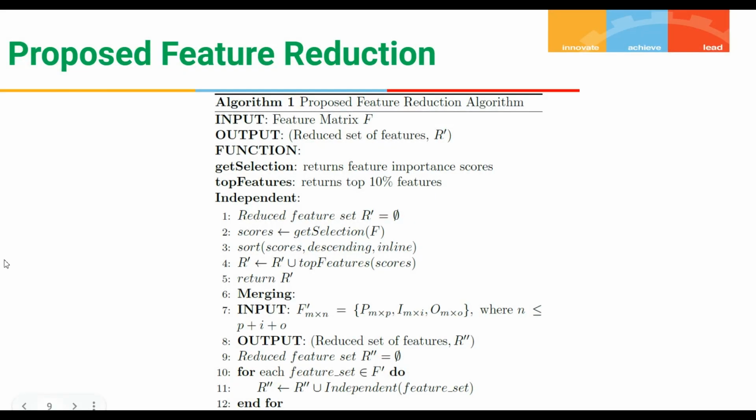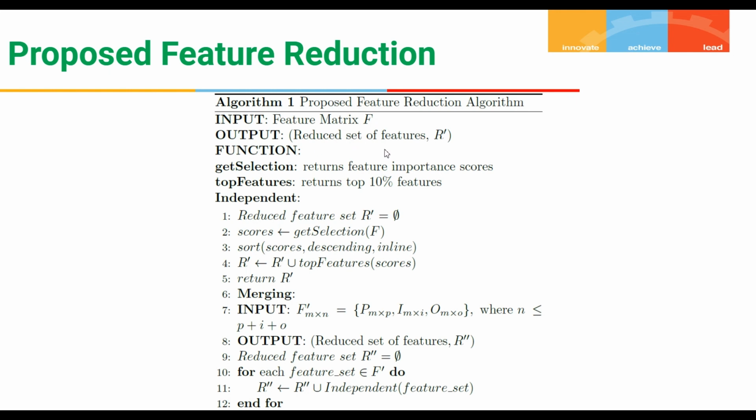So the proposed feature reduction algorithm is as follows. It has two main functions, independent and merging. So independent takes in each feature set as input and it returns the reduced feature set.